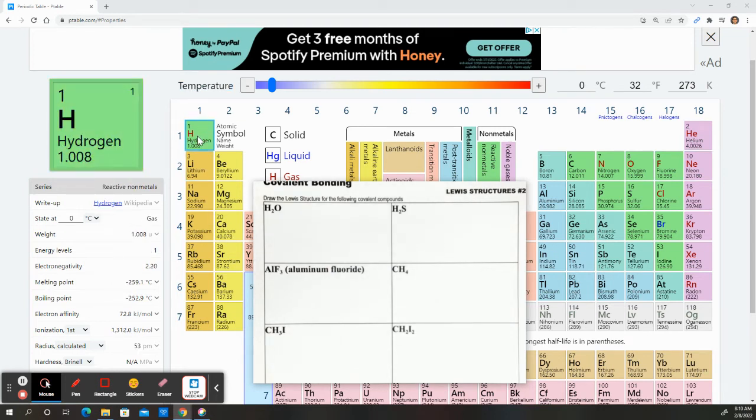For instance, hydrogen has one valence electron, as shown here. Lithium has another valence electron in its outer ring. Notice it's 1. Sodium has a 1. Potassium has a 1. This is important to create these drawings here. Beryllium has 2 outer valence electrons. Magnesium has 2. And if you notice aluminum, it has 3. Silicon has 4. Phosphorus has 5. So we're going to use these values to actually create these drawings.